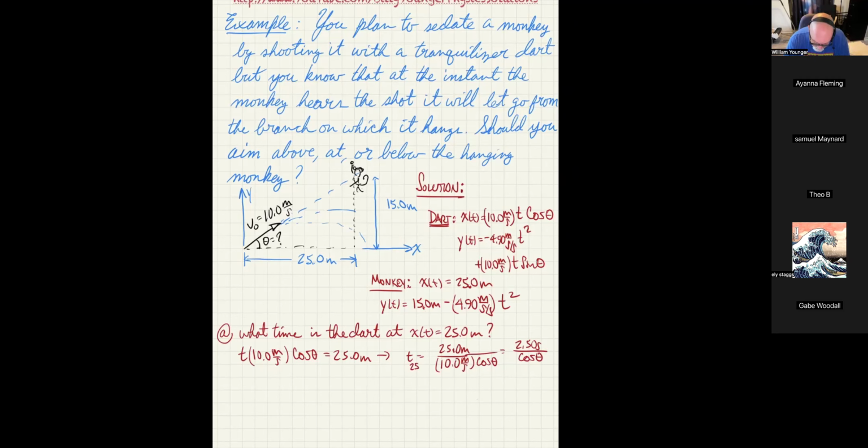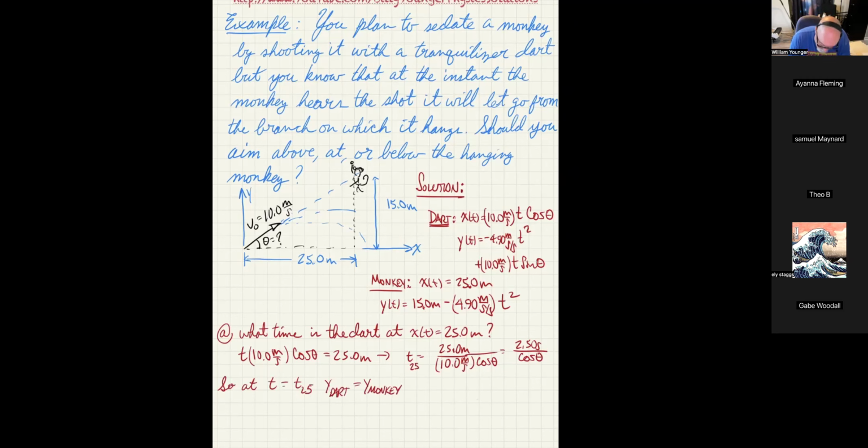Okay, so now I've figured out the time at which the dart will be at 25 meters. Now I've got to make sure the two y's for the monkey and for the dart are equal to each other at that time. So at t equals t25, y dart equals y monkey.